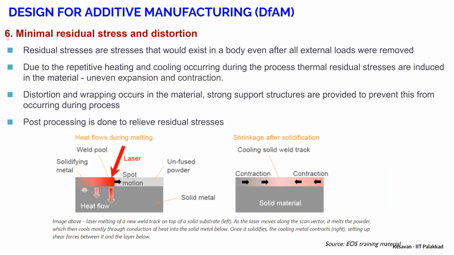So then the next is residual stress and distortion. This is very, very important as long as you work on metallic materials. One of the procedures I mentioned is that you should avoid depositing a material in a single bulk deposition in one direction, right? So that is one of the DFAM procedures. Then the next, along similar lines, is minimum residual stress and distortion. What does it mean?